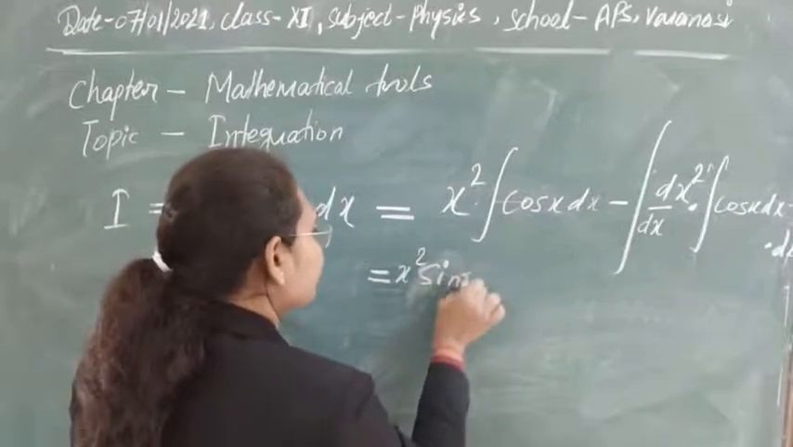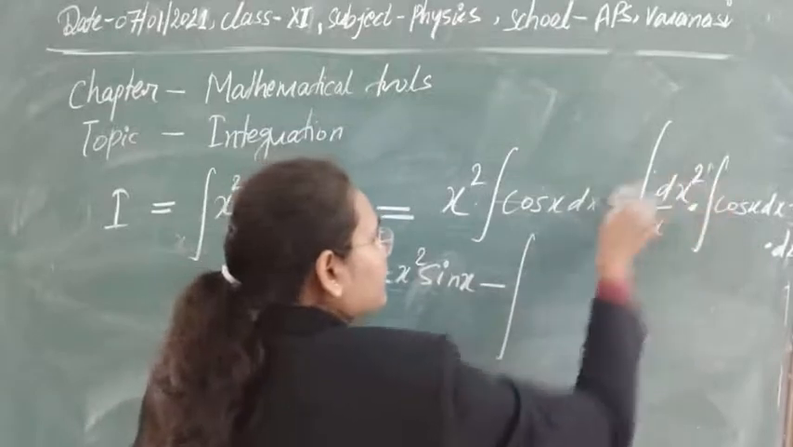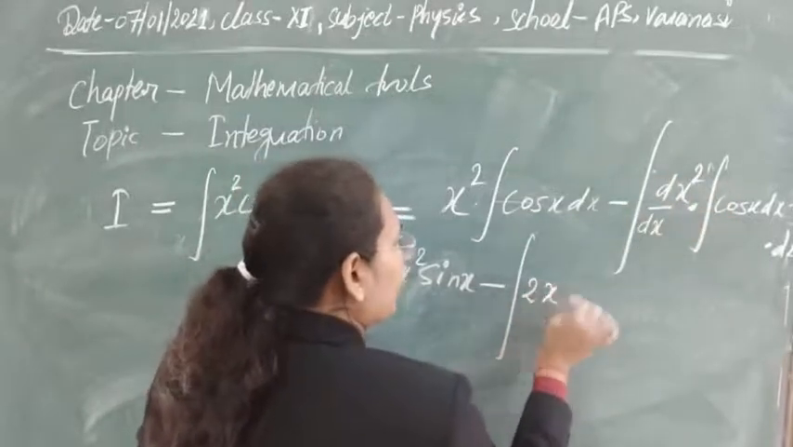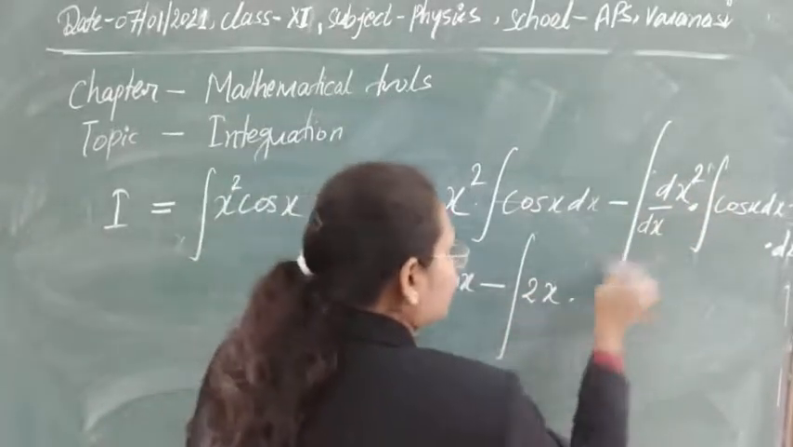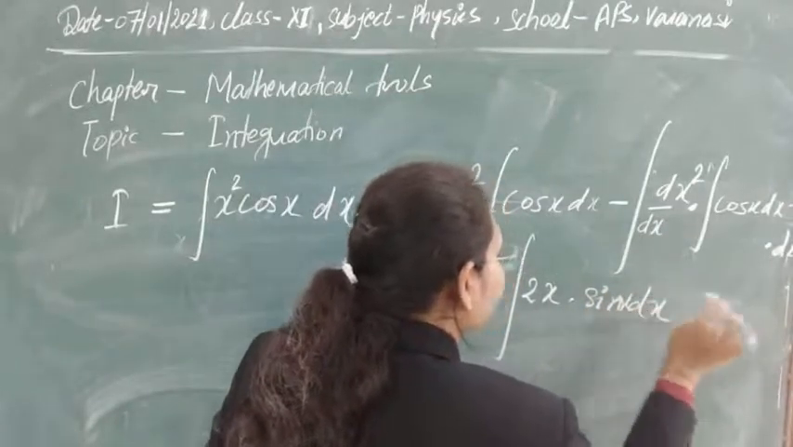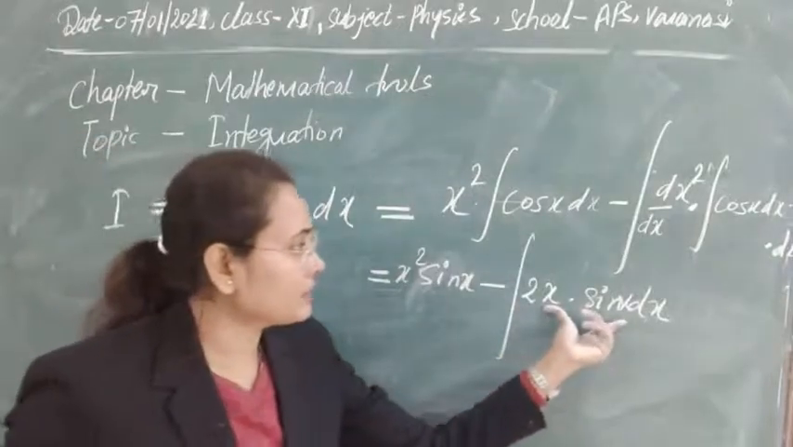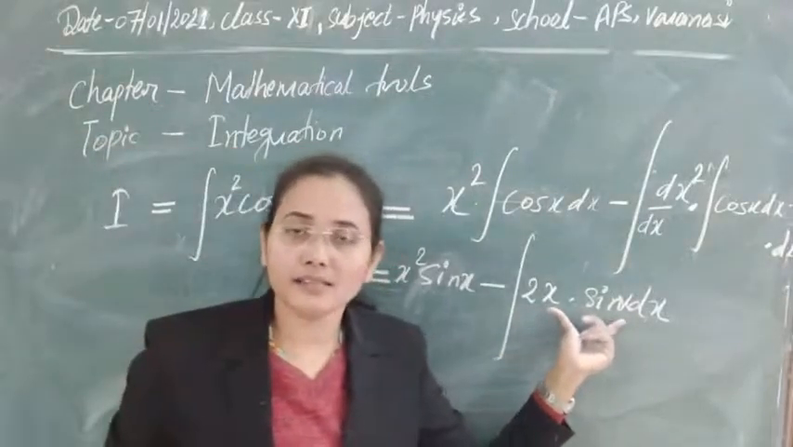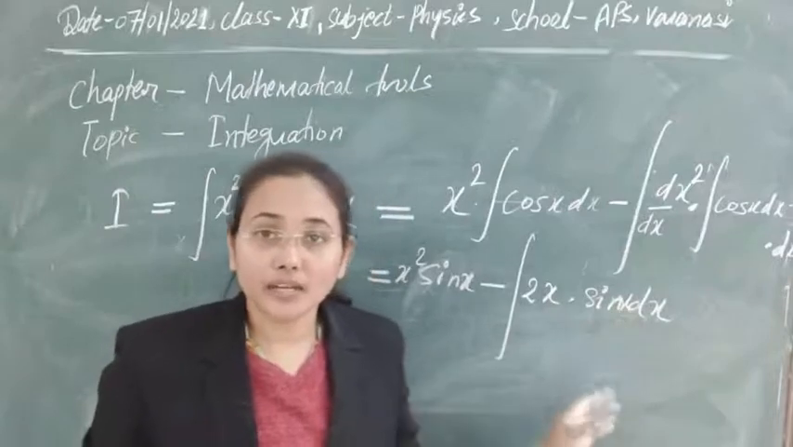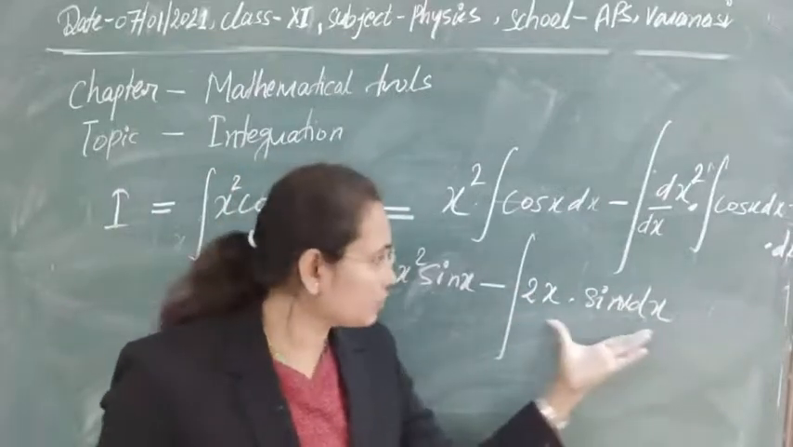This is sin x minus of. After differentiation you will get here 2x and sin x dx. So here again we are seeing that the product x sin x is there. So again you have to apply the integration by parts to solve this.